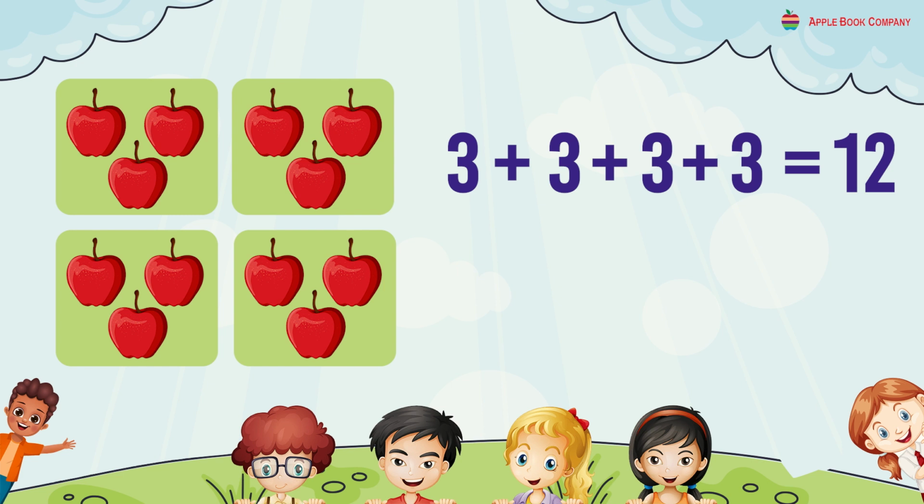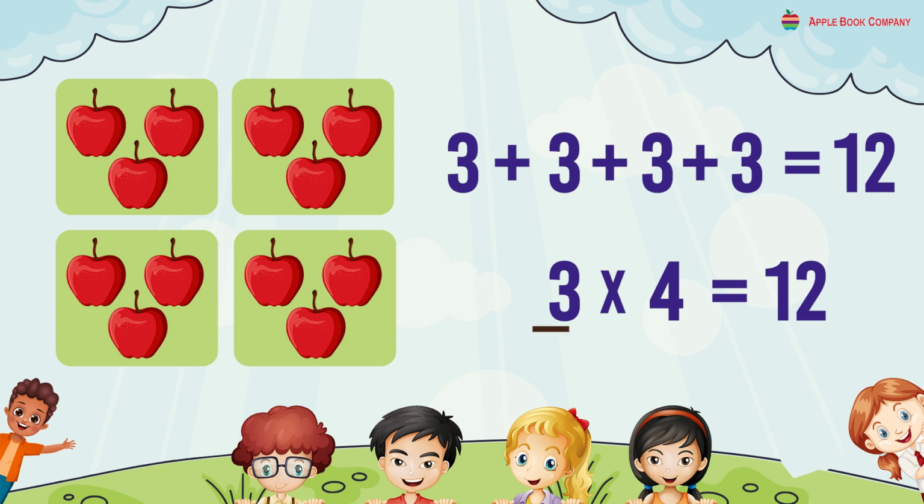We can also write it as 3 multiplied by 4 is 12. We say that 3 multiplied by 4 is equal to 12. In short, we say that repeated addition is called a multiplication. We also say that the product of 3 and 4 is 12. So 3 multiplied by 4 is 12.